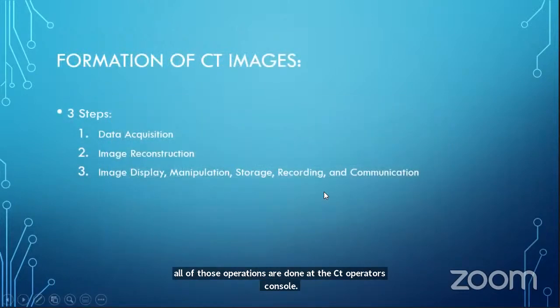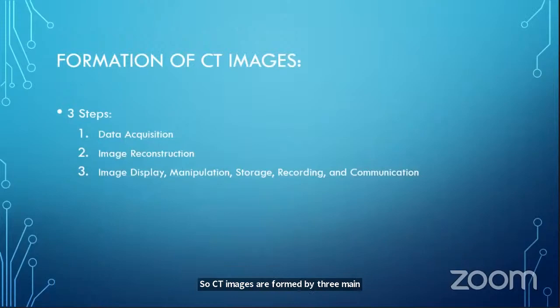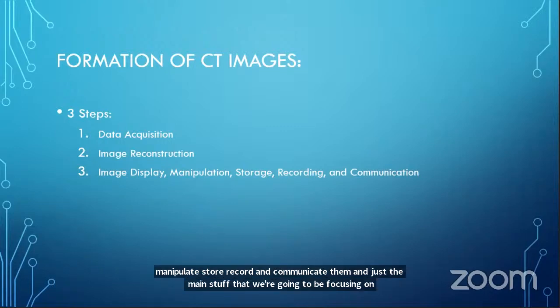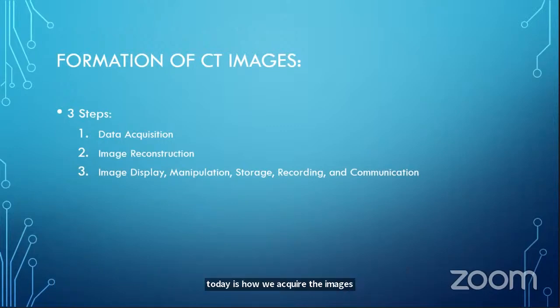So CT images are formed by three main steps. The first one is data acquisition. The second is image reconstruction. And the third is where we display, manipulate, store, record, and communicate the images. The main step that we're going to be focusing on today is how we acquire the images, which is data acquisition.